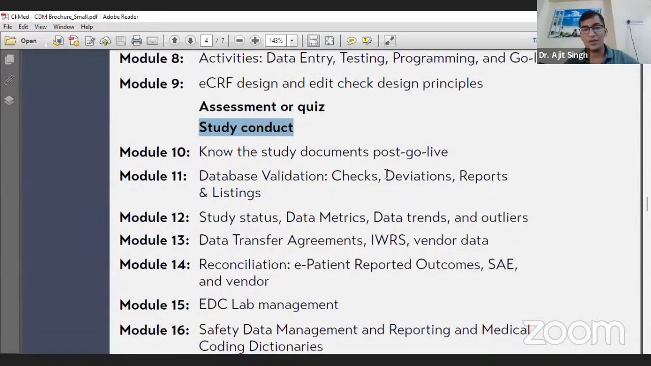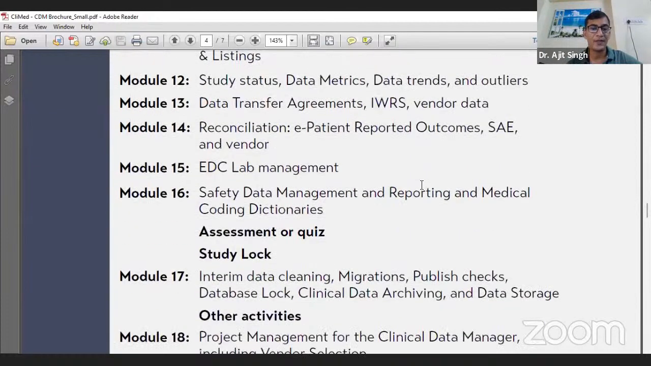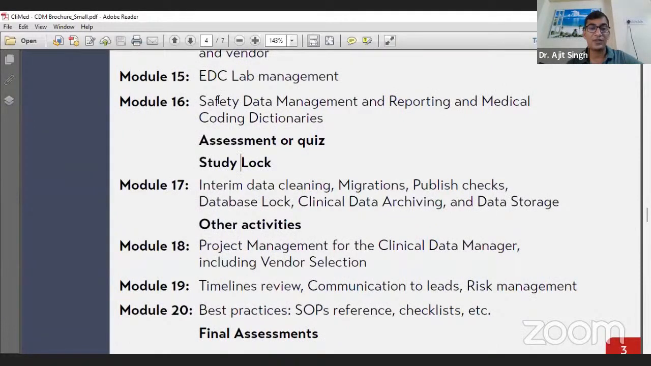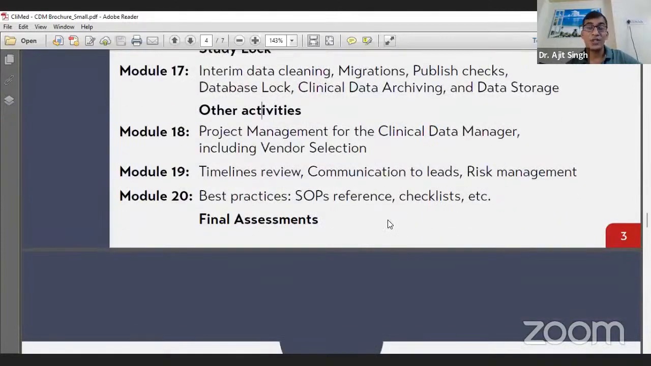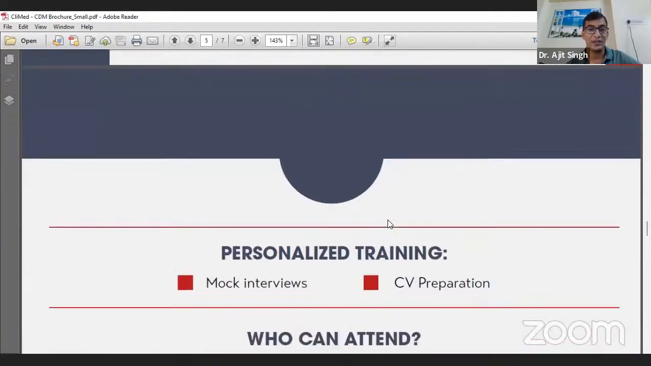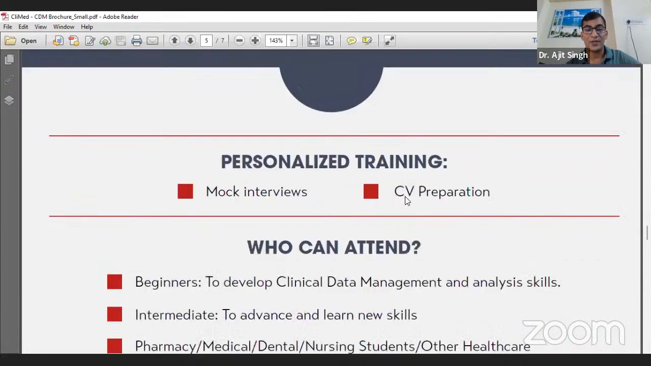I'll not take much of your time to go through the entire syllabus, but this is a comprehensive course where you will get everything about CDM. Then one more assignment in between after module 16, and then we'll go to the study log and other specific activities. You can see SOPs, checklists, data management, data manager, including vendor selections and all. These are out of my scope, frankly. So to discuss this, at the end we have our expert with us.